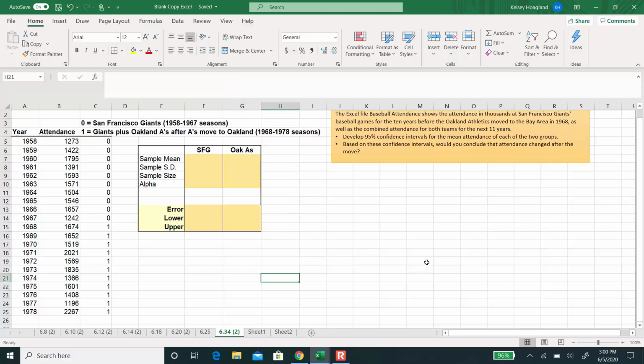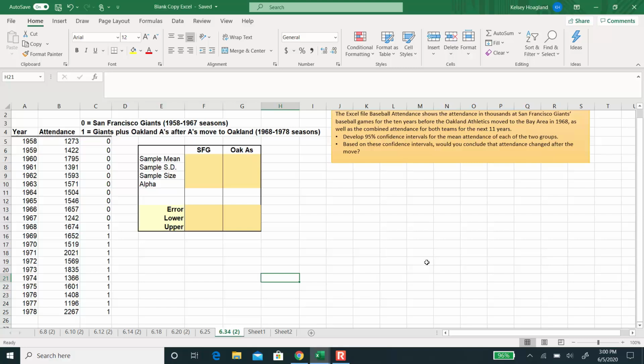So in this video, we're going to learn how to use confidence intervals for decision making. As the problem states, the Excel file baseball attendance shows the attendance in thousands at San Francisco Giants baseball games for the 10 years before the Oakland Athletics moved to the Bay Area in 1968, as well as the combined attendance for both teams for the next 11 years.